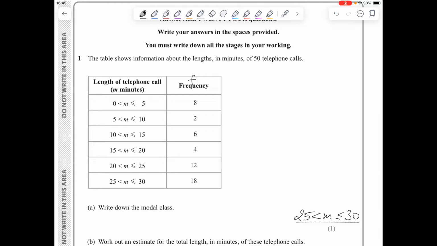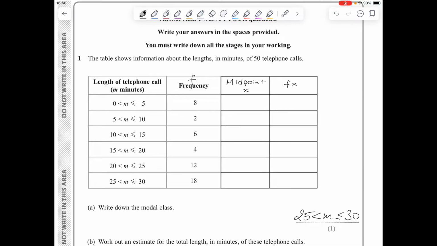But because the length is given as a range, we'll need to find one number to represent this range of values, and the best estimate is to use the midpoint. So I'm going to need 2 extra columns: midpoint, and the product of f and the midpoint. The midpoint for the first category is 2.5. You can find this by adding the lower and the upper, and then dividing by 2. So 0 plus 5 over 2 is 2.5. For the second one, 5 plus 10 over 2 is 7.5. And you can repeat this procedure for the other 4 categories.